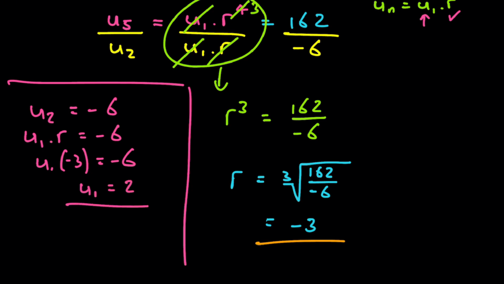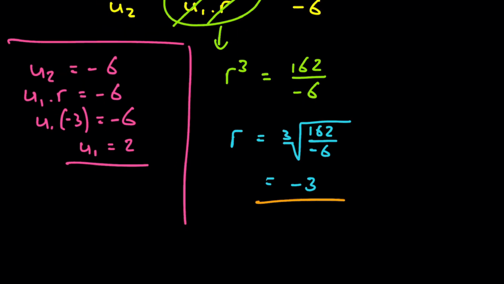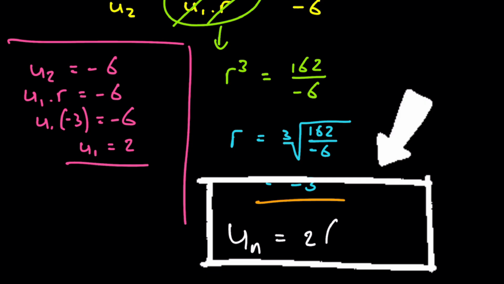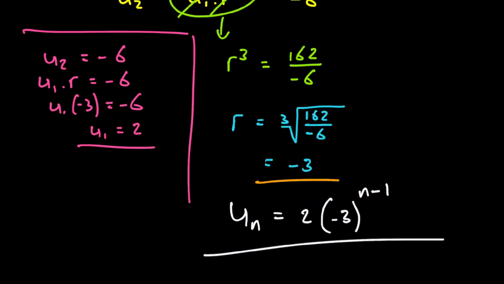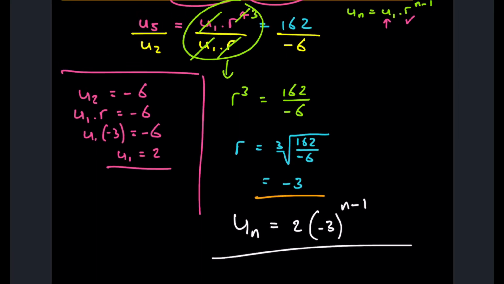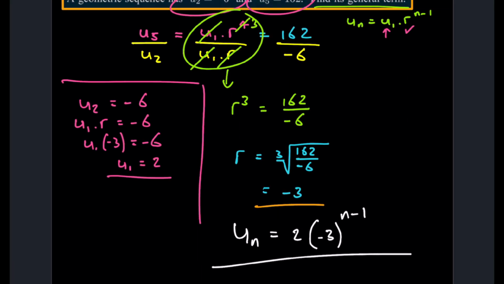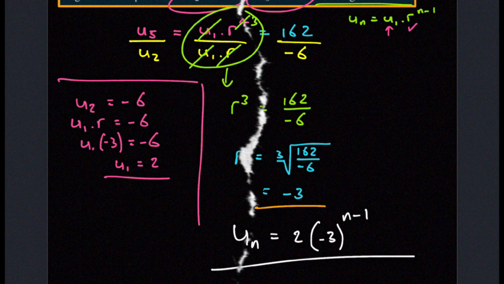Right, so now we can go ahead and find the general term. I'll do that in a nice clear white here. The general term is u1, which is 2, times r, which is minus 3, to the n minus 1. And there we go. We have finished that question. We have found the general term when they gave us 2 terms of that geometric sequence.